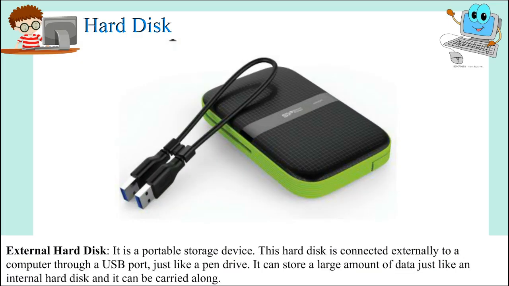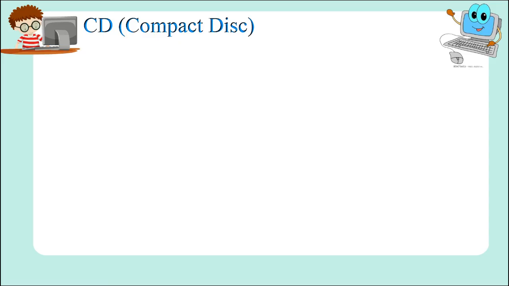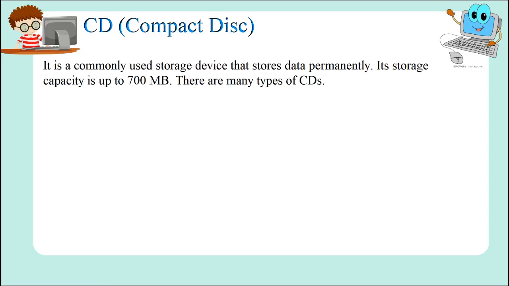External hard disk. It is a portable storage device. This hard disk is connected externally to a computer through a USB port, just like a pen drive. It can store a large amount of data just like an internal hard disk, and it can be carried along. CD, compact disc. It is a commonly used storage device that stores data permanently. Its storage capacity is up to 700 megabytes.